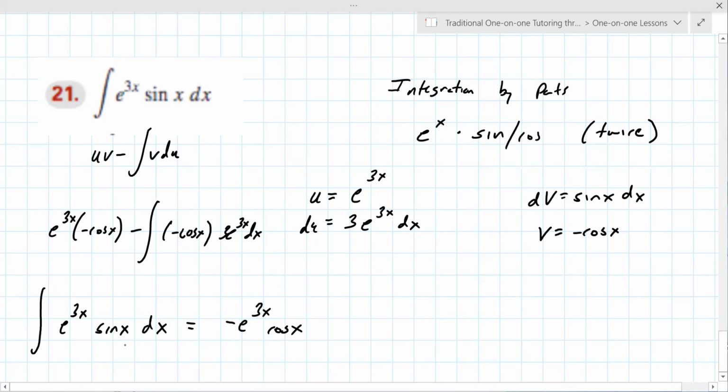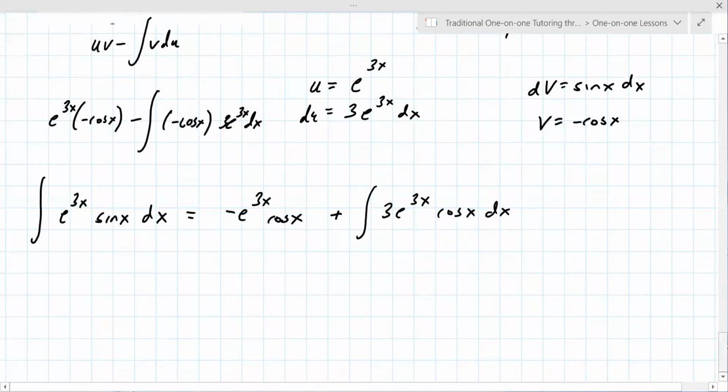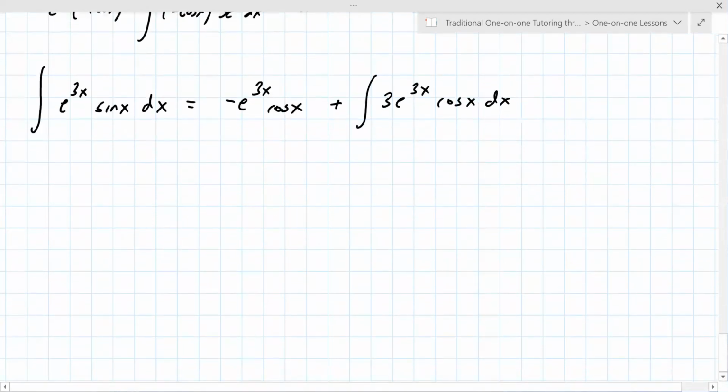Another thing that's important to do is to keep the order, exponential, then the sine or the cosine. That's a good thing to do here. Plus, these two make plus integral 3e to the 3x cosine x dx. And we're only halfway there. We gotta do it again. So this is what you're doing your integration by parts for.